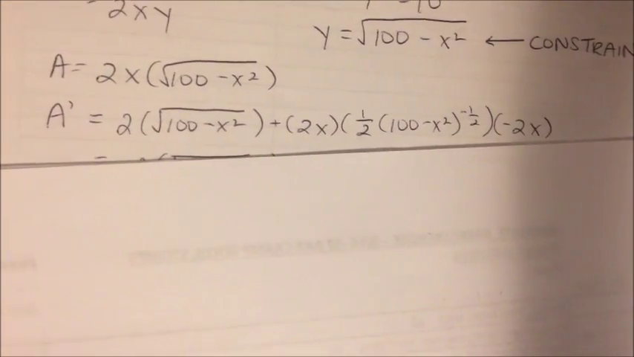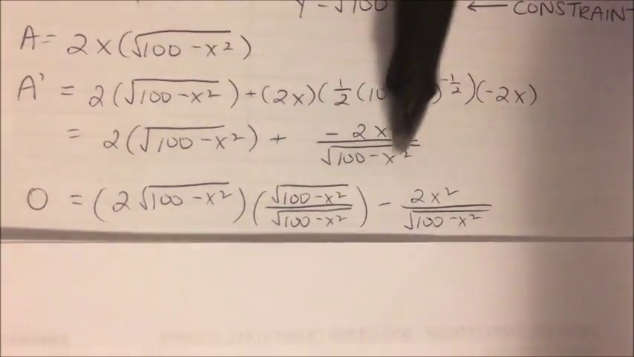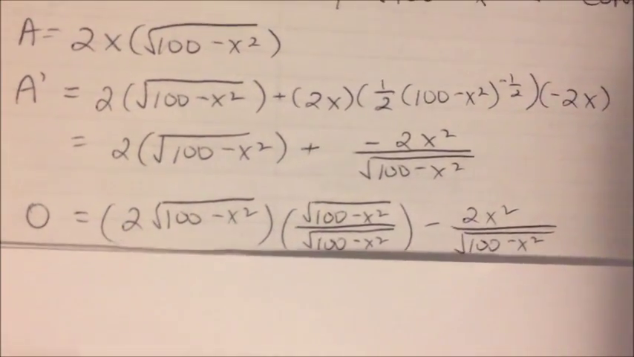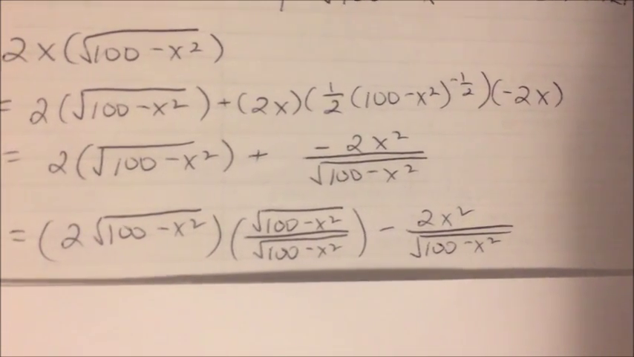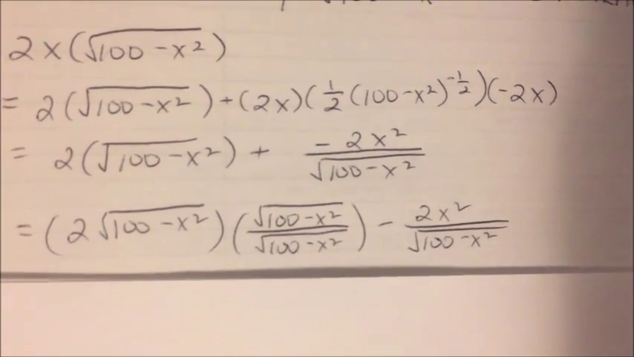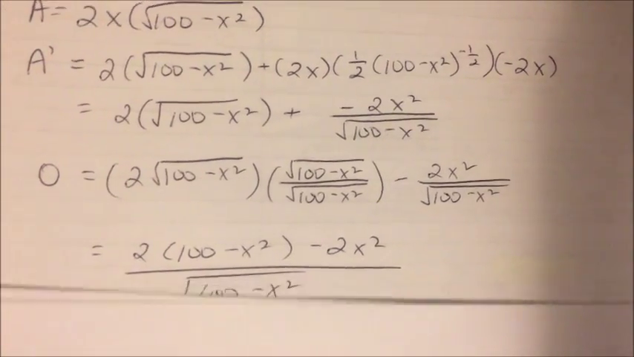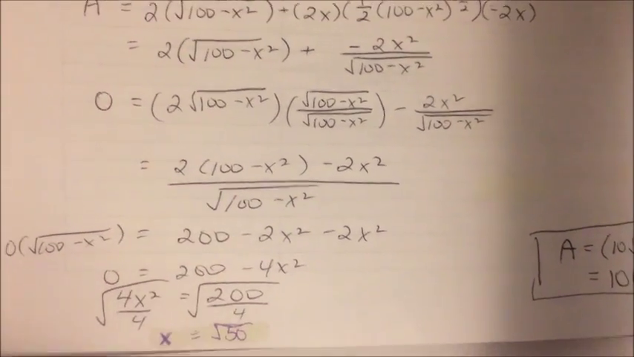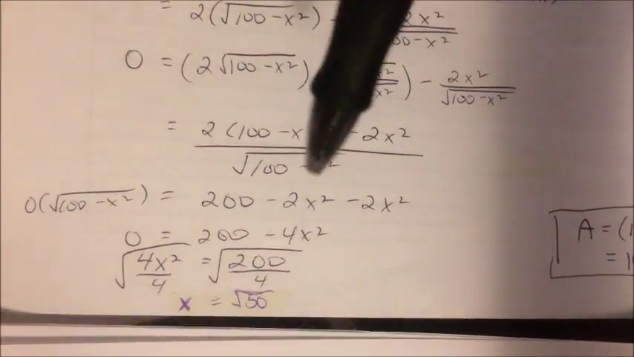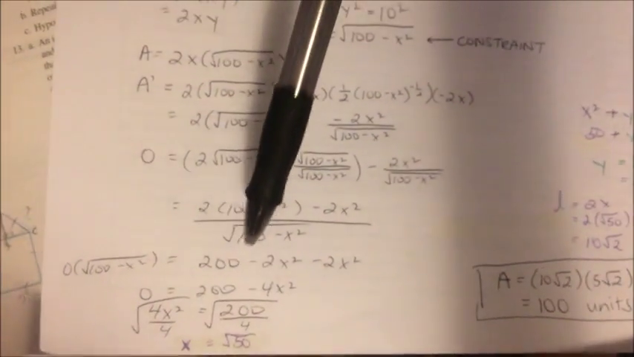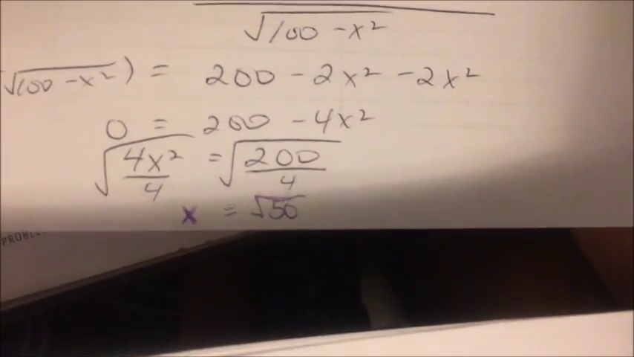Once we differentiate it, you end up getting this value right here. A prime equals 2 multiplied by the square root of 100 take away x squared, plus negative 2x squared over the square root of 100 minus x squared. Then we set that to 0 and solve for x. We simplify it and isolate for x, and you end up getting x equals root 50. So now we have a value for x.